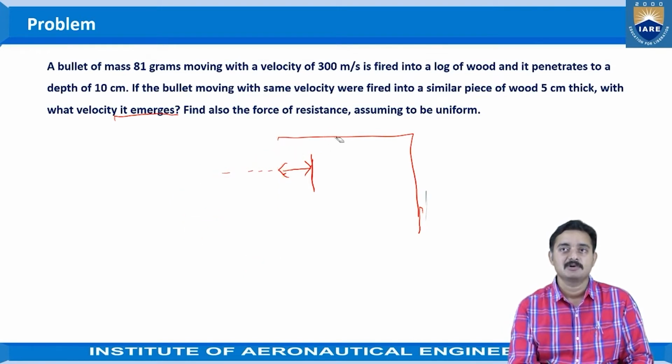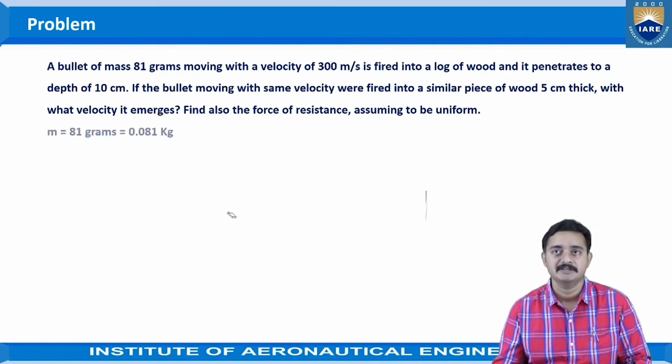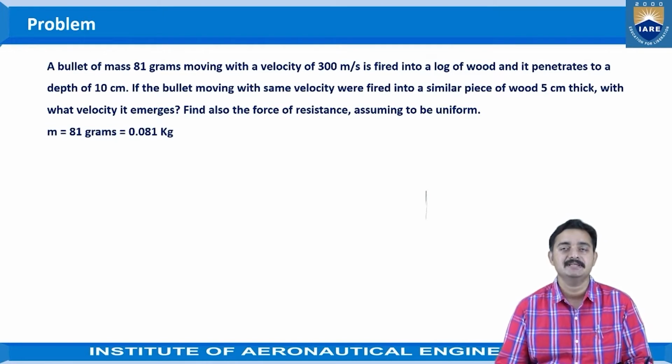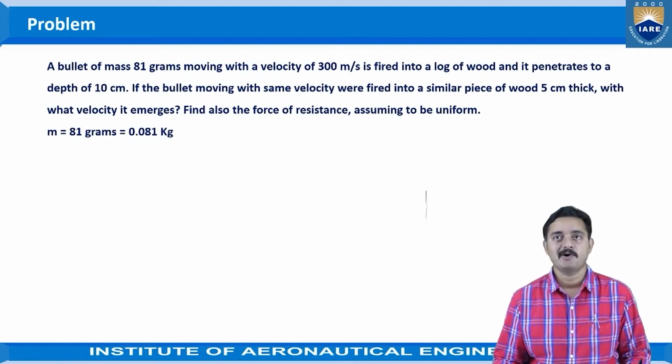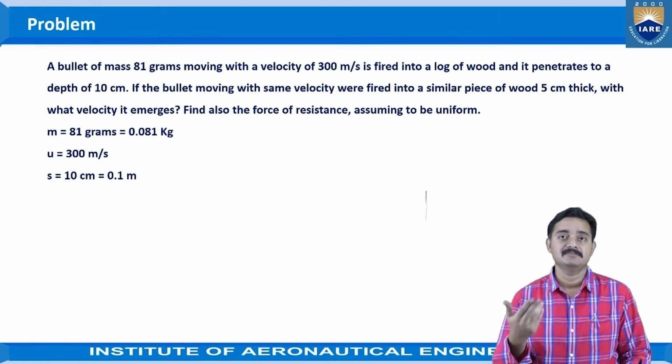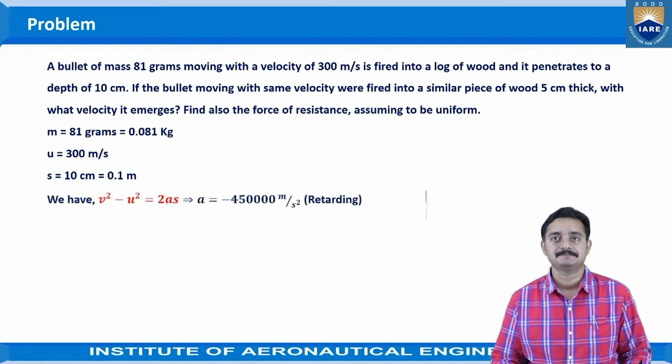So, after understanding this problem using the figure, let us start to solve it. The given mass of the bullet is 81 grams, that means a mass of 0.081 kg. The initial velocity with which the bullet is moving is 300 meters per second, which we can consider as u. Then the distance to which the bullet can travel in the whole big log of wood is given as 10 centimeters, that is 0.1 meters.